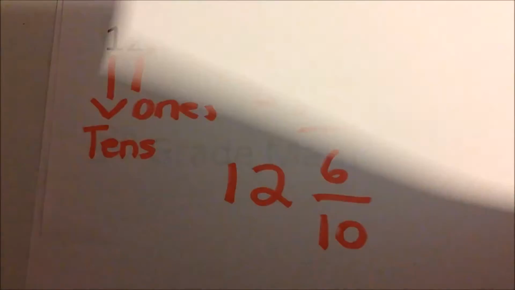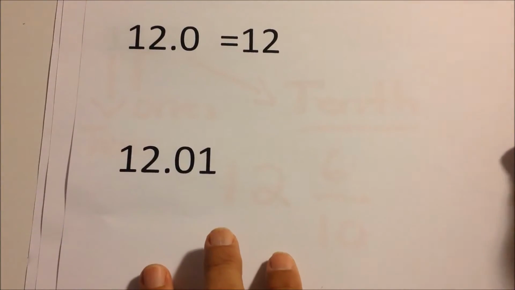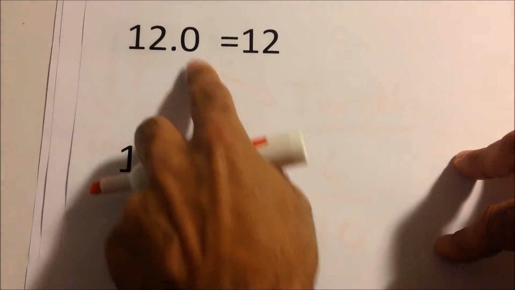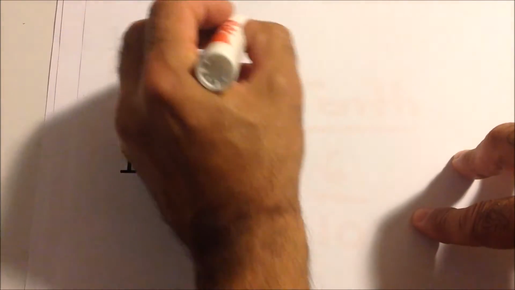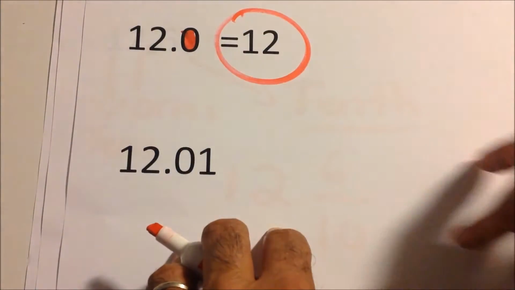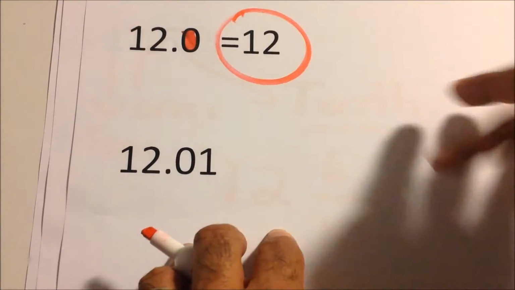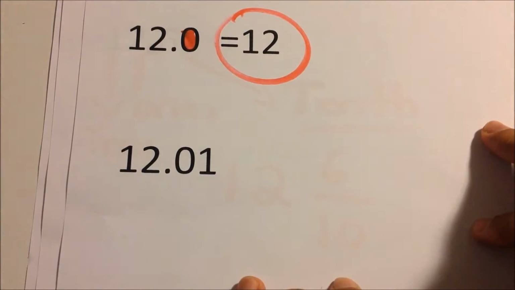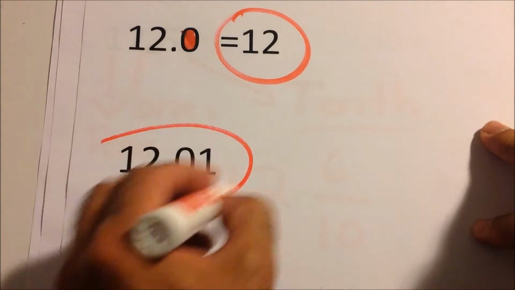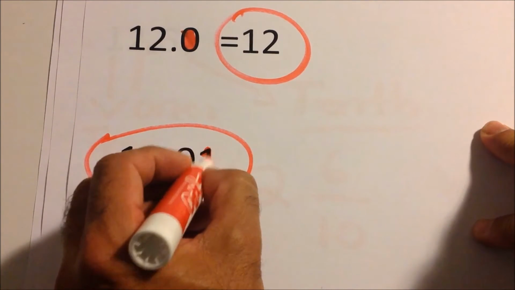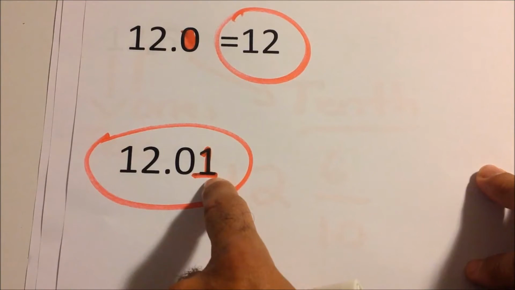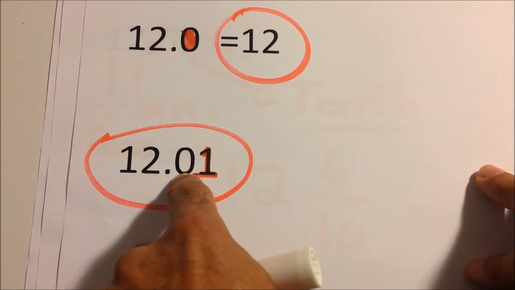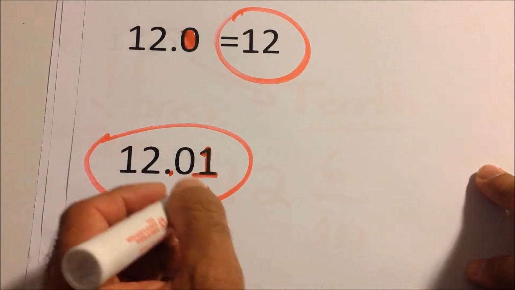Okay? So here we have 12.0. Now, there's nothing in there. It's 0, right? So you can just say 12. You don't have to put 12.0. Well, if you want to, you could put it, but you can just say 12. But here you have to put the 0 because there's a number after it. If you see a number greater than 0 after the decimal, you have to put the 0 there.